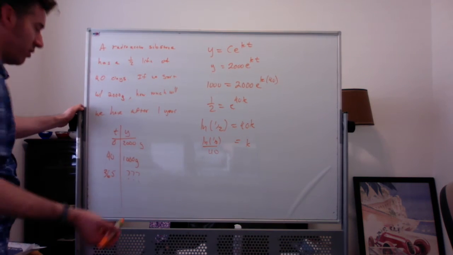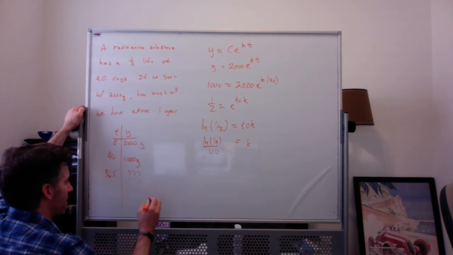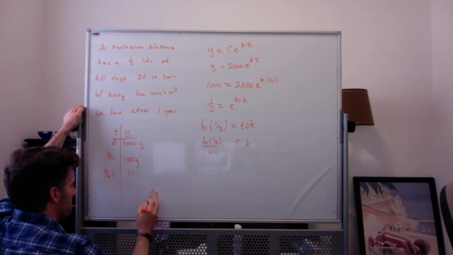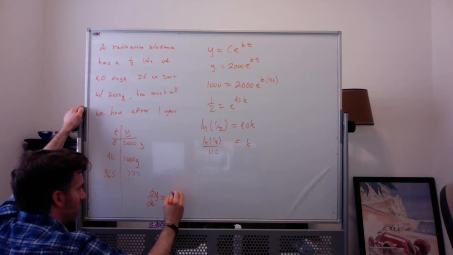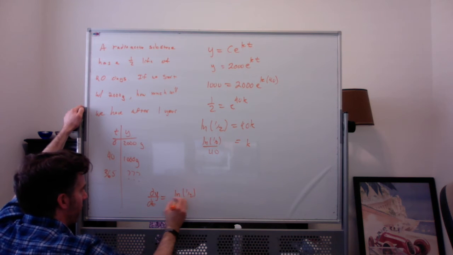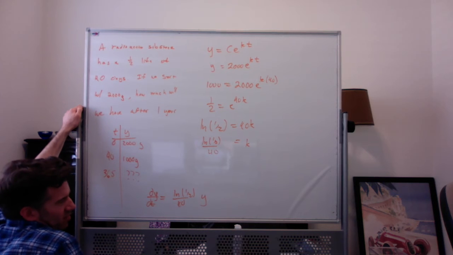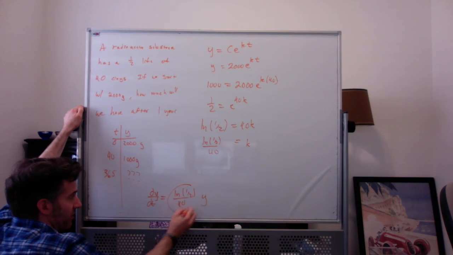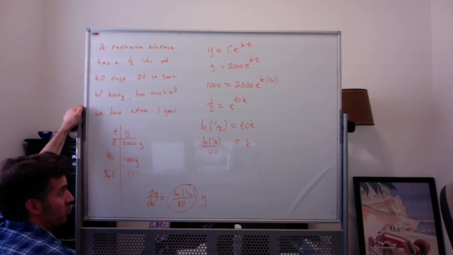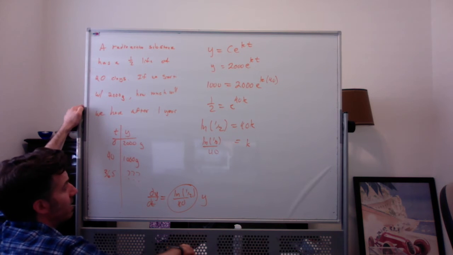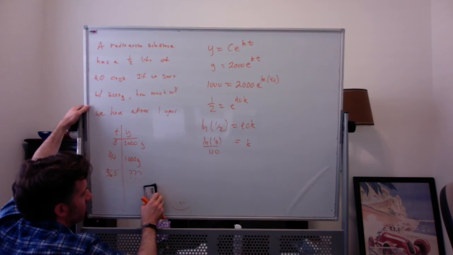If you wanted to, although I don't think you need to, you could then go back and say the differential equation was dy dt equals this number, natural log of 1 half over 40, times y. It's kind of weird to do that, but whatever. And this number is negative because natural log of 1 half is negative, and it should be negative. We're talking about exponential decay. But I don't think we do that really.